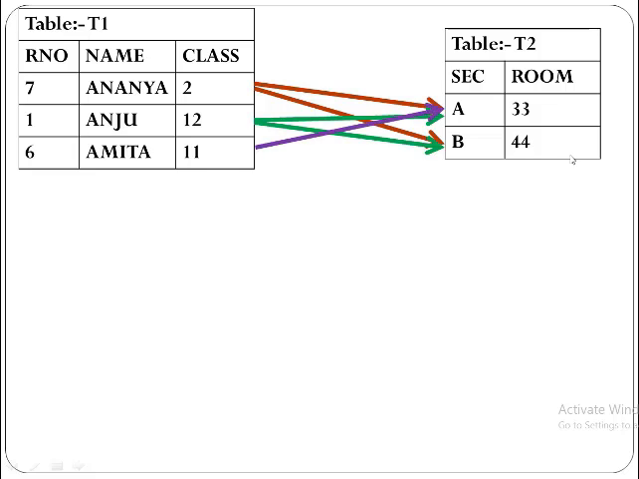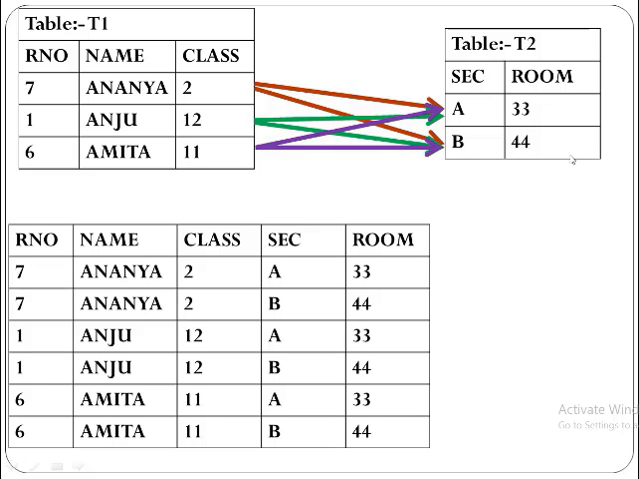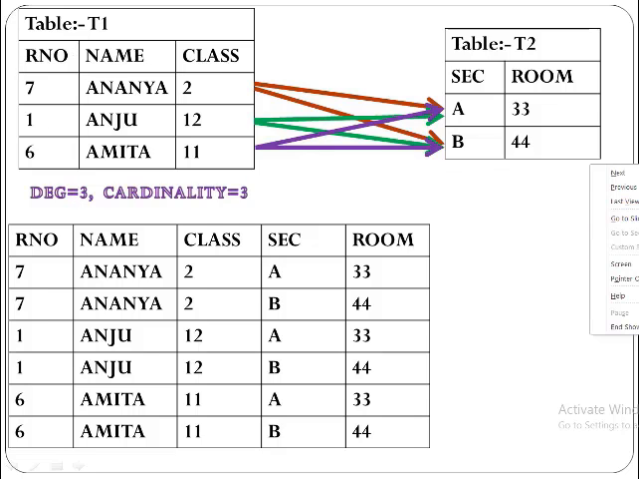Then fifth record will be 6 Amita 11 A33. And last record will be 6 Amita 11 B44. So this is how Cartesian product is carried out, and this is the resultant table, that is T1 cross T2. Now cardinality and degree of first table: degree is 3, that is total number of columns. 3 columns are there, so degree is 3.